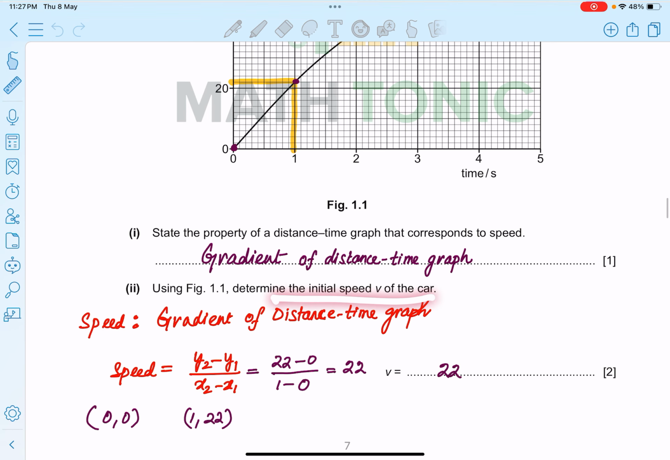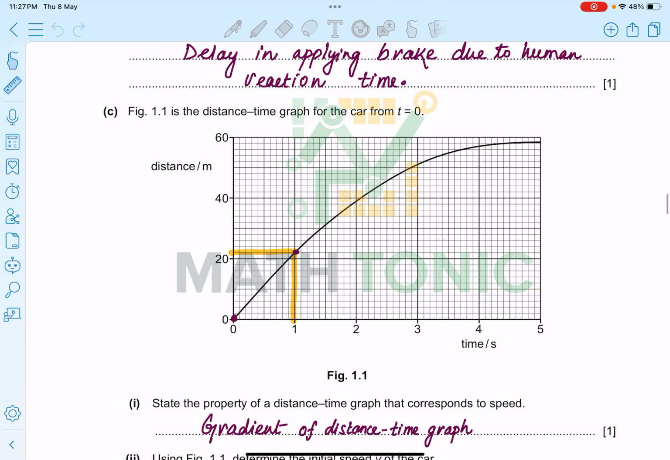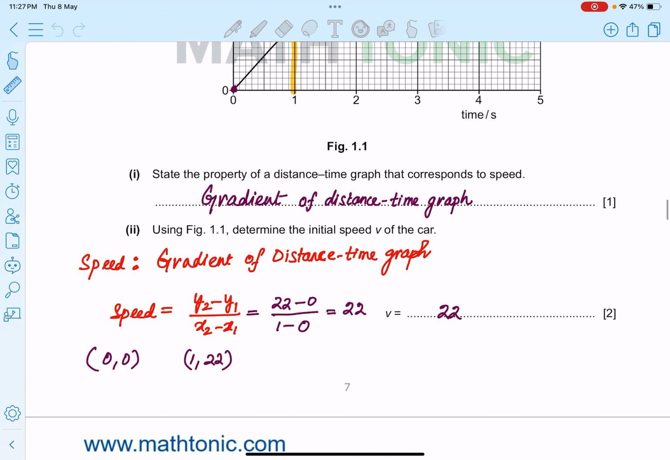Determine the initial speed v of the car. Now tell me, I told you already, we have to find the gradient of this curve. And see, there are multiple ways to do this. You can choose any point on the curve, then you can draw a tangent. On the tangent you can take any 2 points, draw a line, rise over run. This will be known as the gradient, right? But in this question you can see here, from here to here, this is a straight line, right? So I try to take this. So this is 0, 0, and this point I think I'm getting 1, 22. So from these 2 points I can find the gradient by using y2 minus y1 over x2 minus x1.